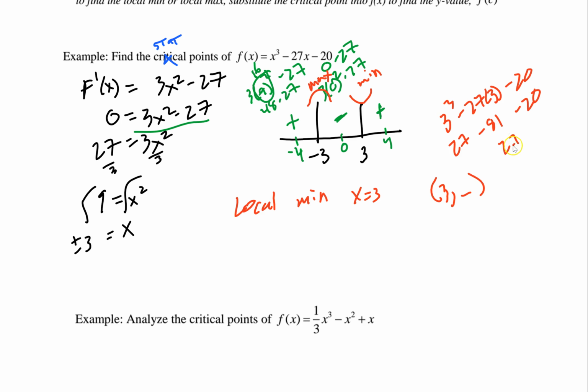That is 81 minus 20. So I get 27 minus 101. That's going to be negative 74. Not the most fun thing in the world, but it has to be done. So 3 and negative 74 is where my local min is at.